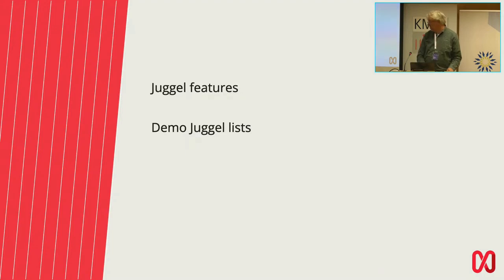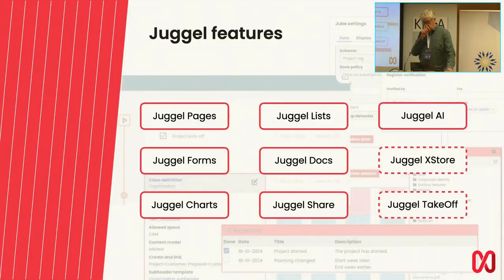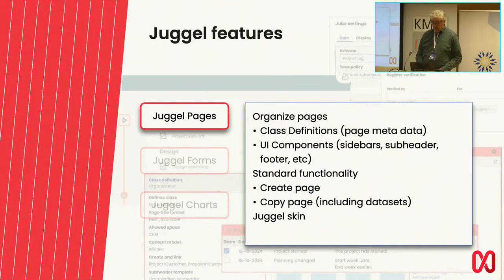So what I'm going to do now is talk a little bit about the Juggel features, and then I'm going to show Juggel lists. This is going to be very short, but I want to show you the extent of what Juggel can offer. Juggel Pages is what we know about class definitions, page types, the UI components on a page, organizing pages, and it provides standard functionality for creating pages and copying pages.